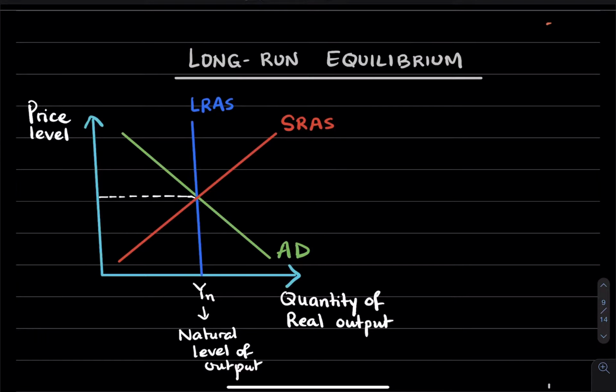In this video, we're going to talk about the long-run equilibrium of the economy. Here is a graph showing the long-run equilibrium of the economy, where the aggregate demand crosses the long-run aggregate supply curve. We can call that point A.